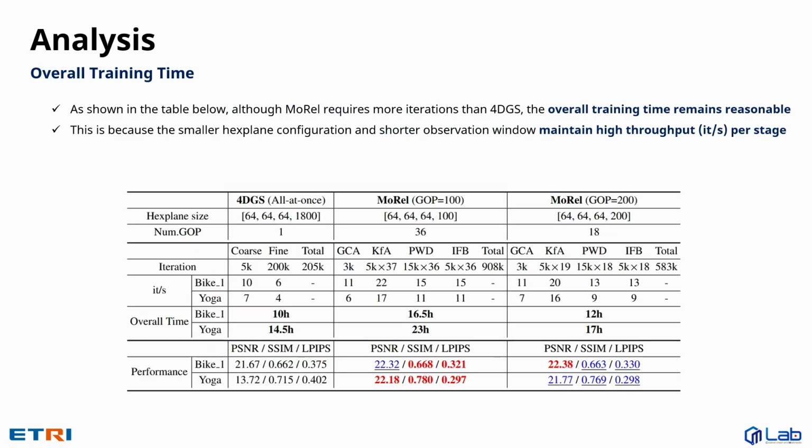This slide analyzes the overall training time of MoRel. Although MoRel requires more iterations than 4DGS, the overall training time remains reasonable. This is because each stage maintains relatively high throughput with smaller hexplane configurations and shorter observation windows.